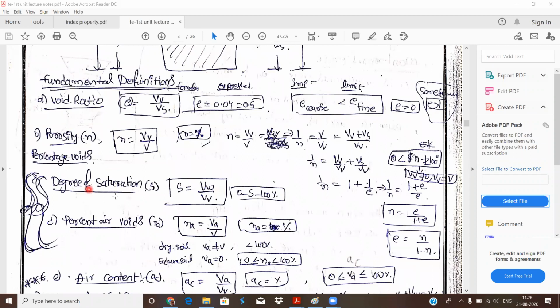Next one, degree of saturation. The degree of saturation relates to water. Saturation means water, how much water is available in the soil. The definition of the degree of saturation is the ratio of volume of water to the volume of voids.